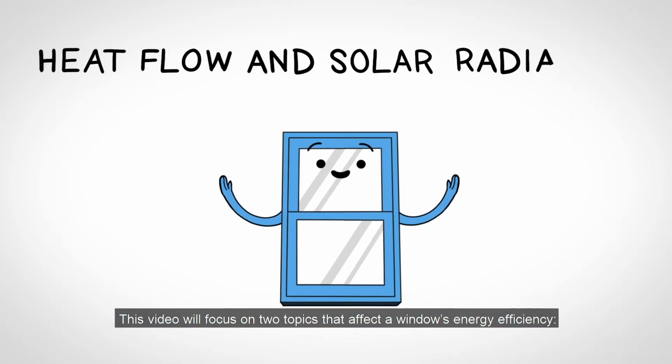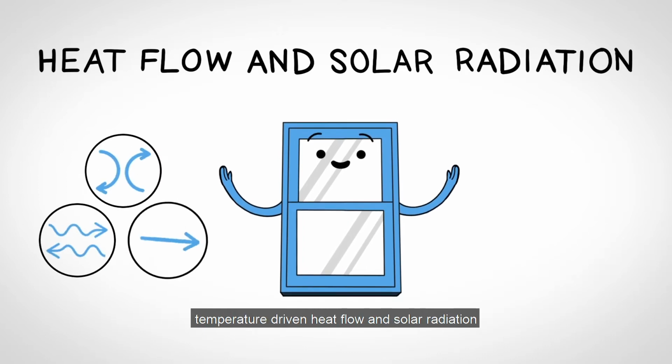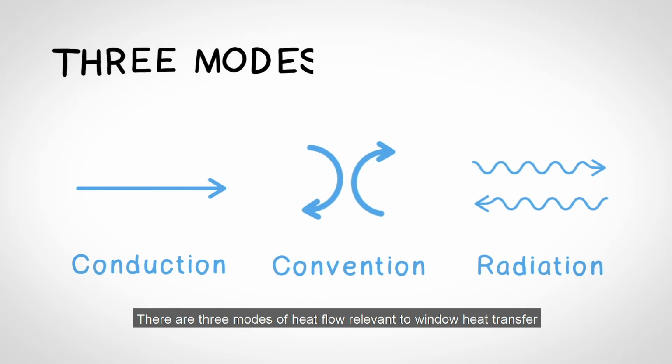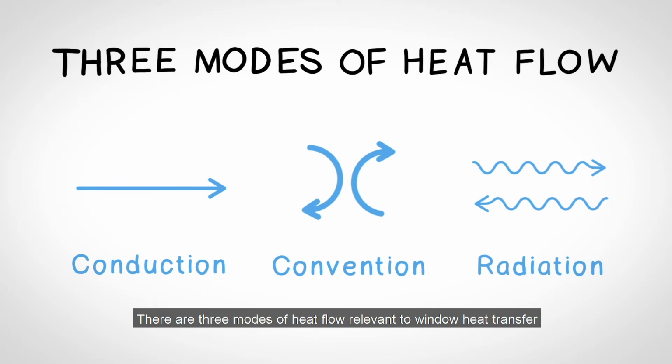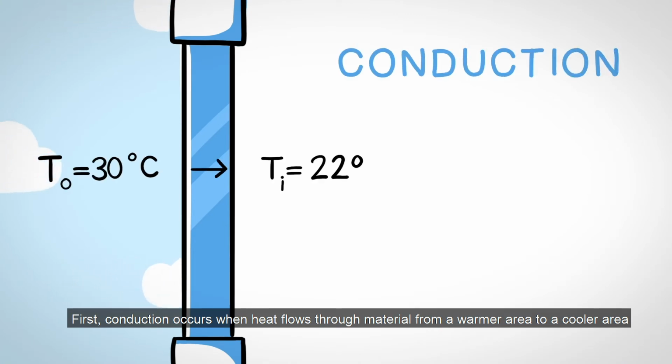This video will focus on two topics that affect a window's energy efficiency: temperature-driven heat flow and solar radiation. There are three modes of heat flow relevant to window heat transfer. First, conduction occurs when heat flows through material from a warmer area to a cooler area.